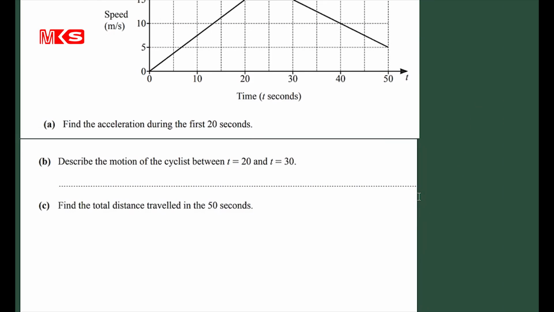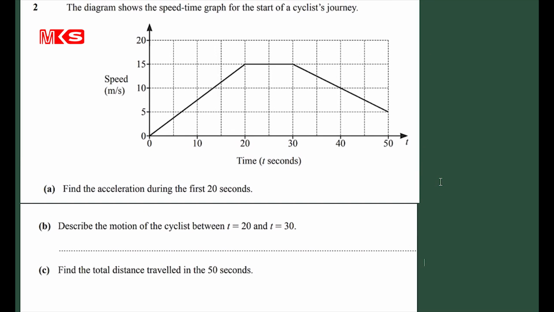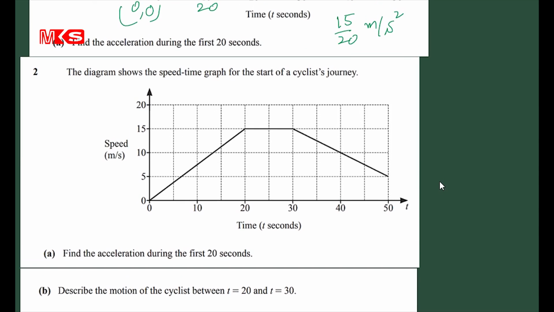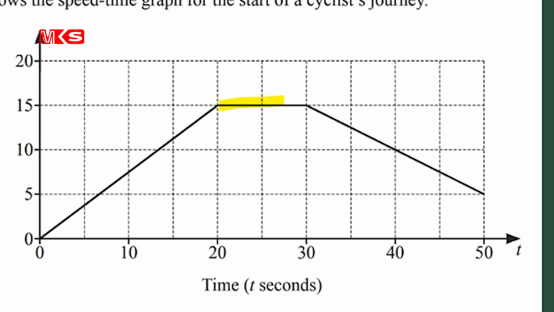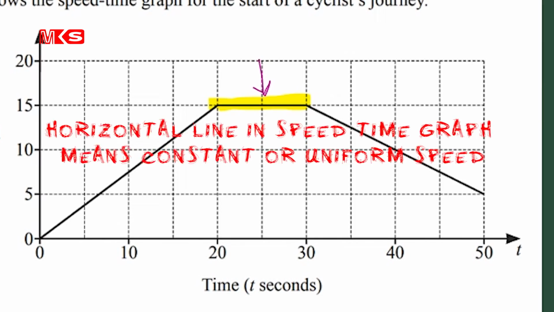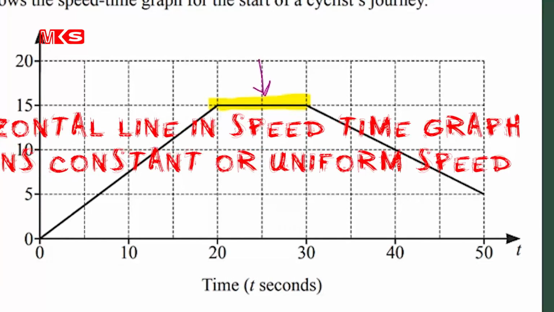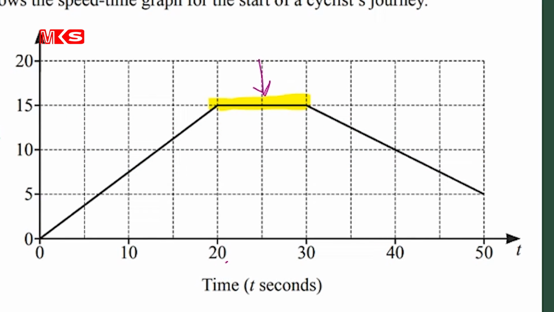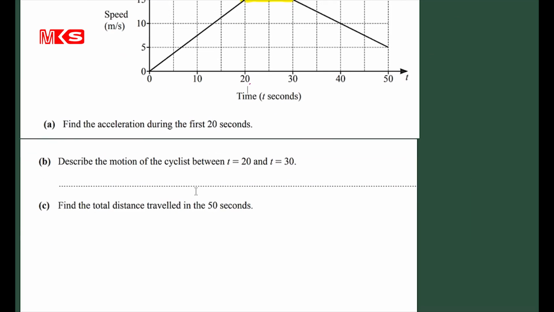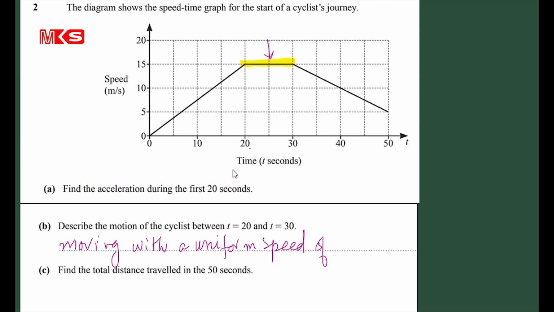The second part of the question is: describe the motion of the cyclist between t = 20 and t = 30. Here in this speed-time graph, from 20 to 30 there is a horizontal line. A horizontal line in a speed-time graph means there is no change in the speed. Between t = 20 and t = 30 the cyclist is moving with uniform speed, or constant speed, of 15 meters per second.